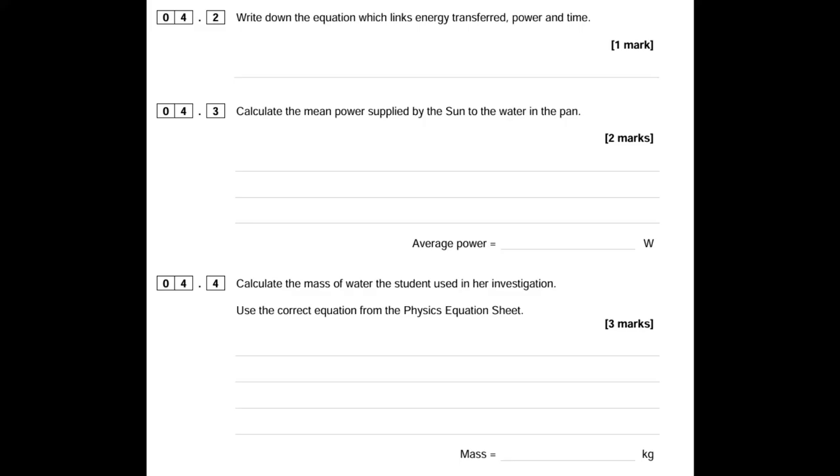Their physics equation sheet back when the specimen paper was released only had certain equations. Yours now has all the equations, making it significantly easier for you guys.